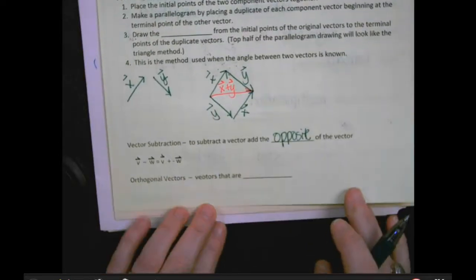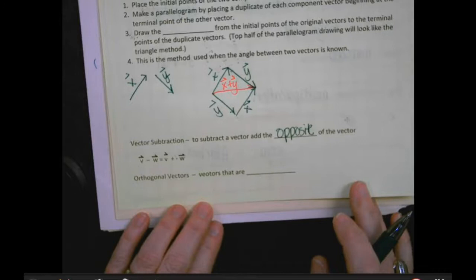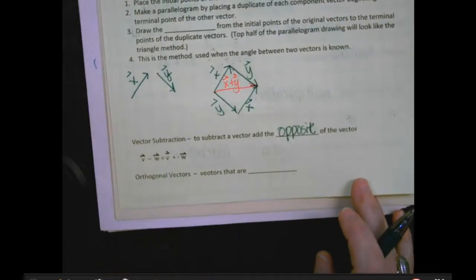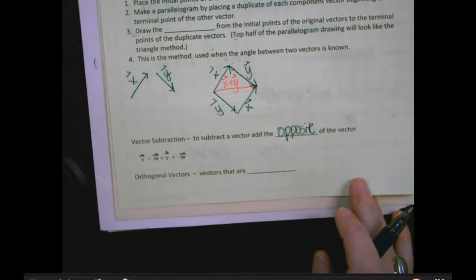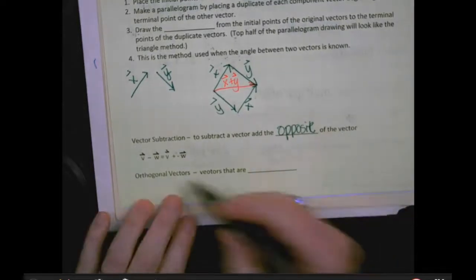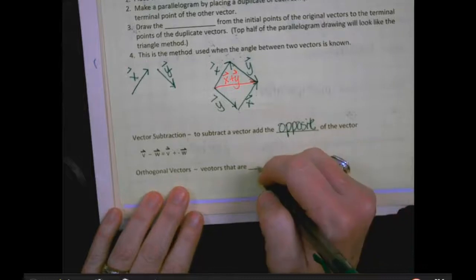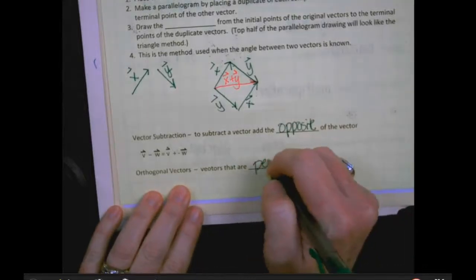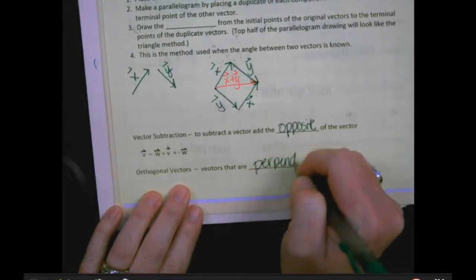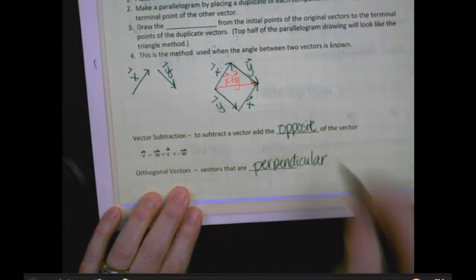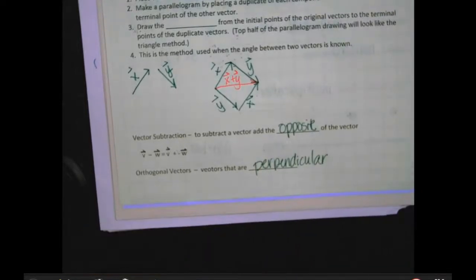Well, I'm going to show you. So vector subtraction: to subtract a vector, we're going to add the opposite of the vector. Add the opposite. And orthogonal vectors are vectors that are perpendicular. Okay, so go to the white sheet. And I want to start on this side.